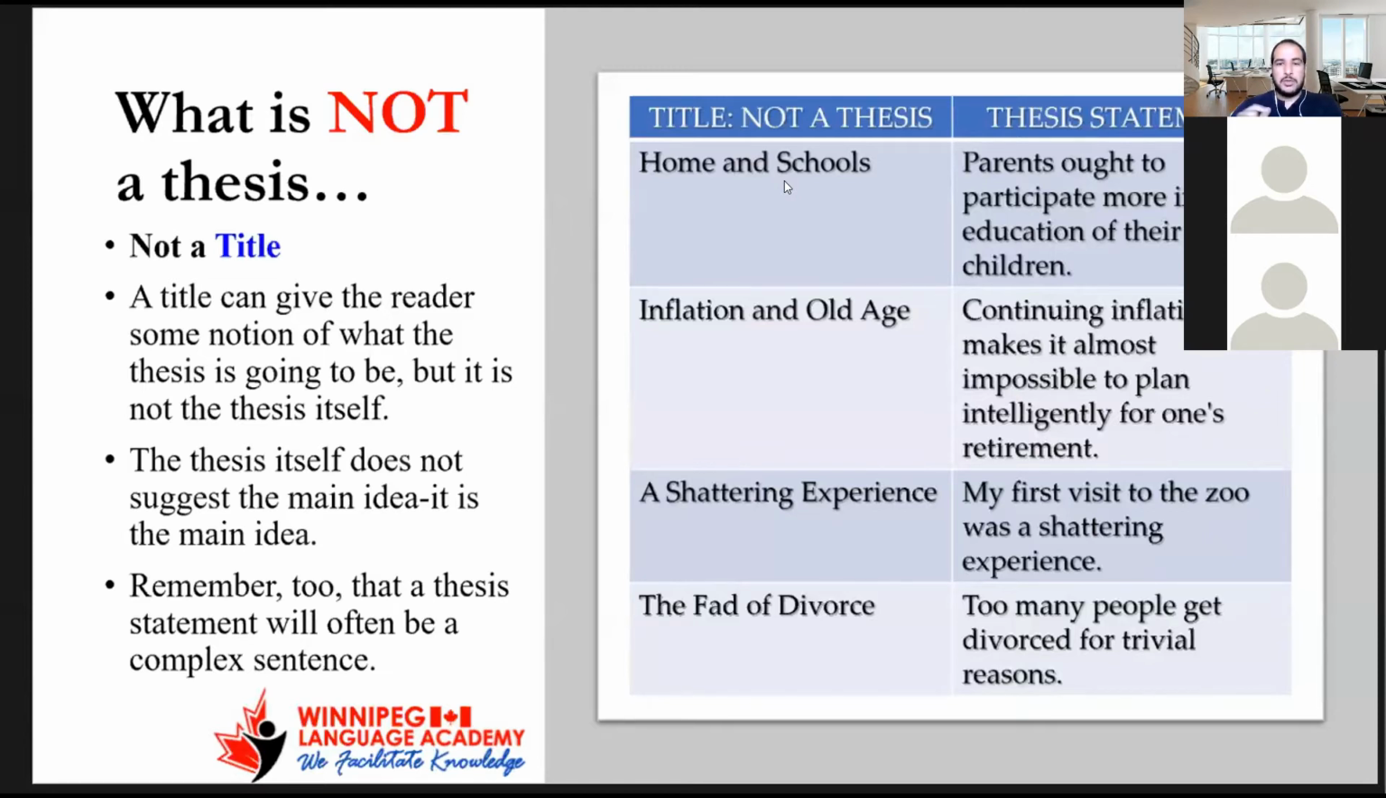So when you read parents ought to participate more in the education of their children, this is the thesis. So everything you will read after the thesis, which is the body of the essay, will be related to this sentence, related to how parents would be participating with the education of their children. So that's the difference between when you suggest something and when it is this something itself. It means that the title is very general, but the thesis statement is particular.